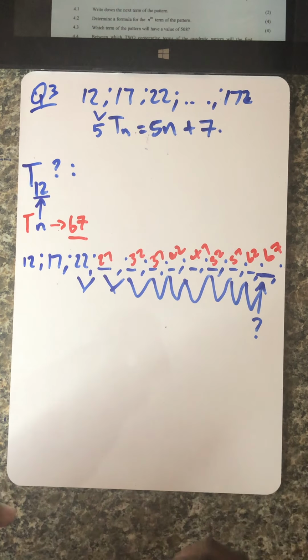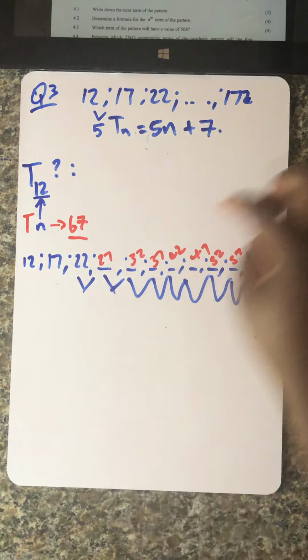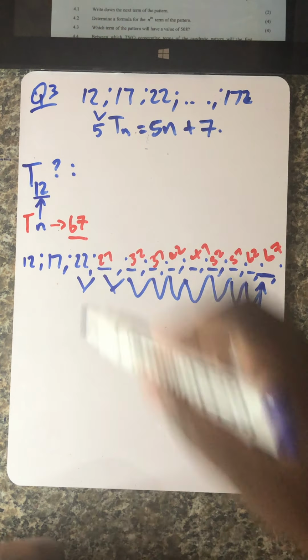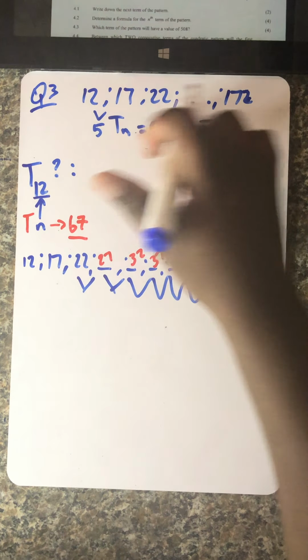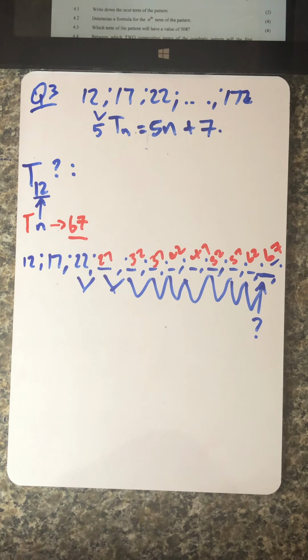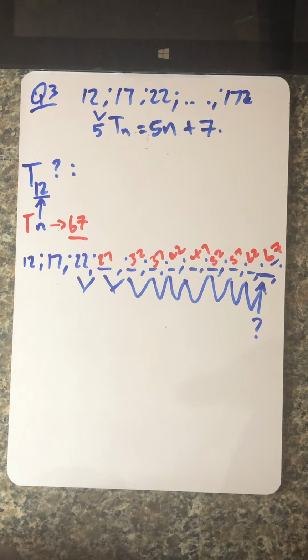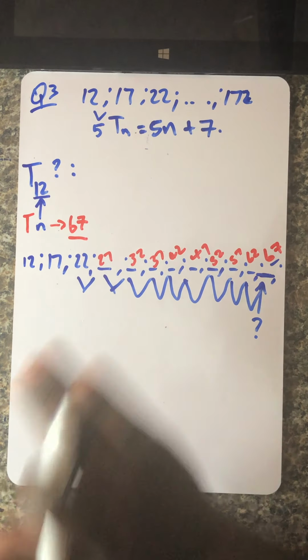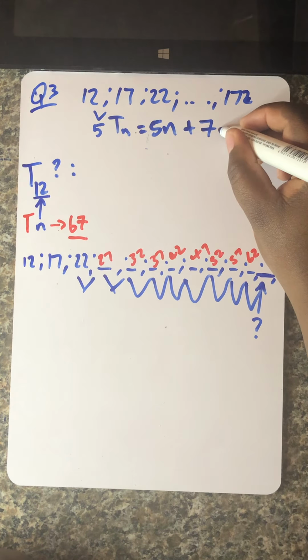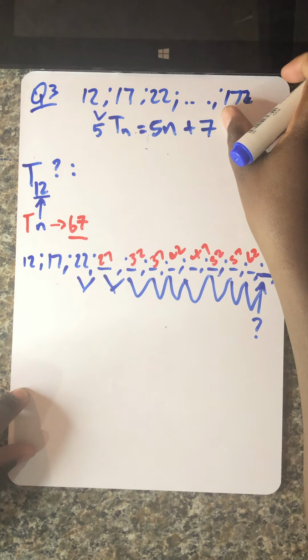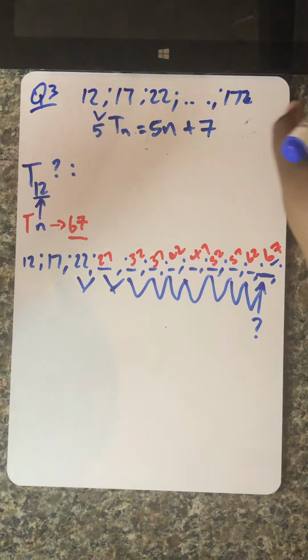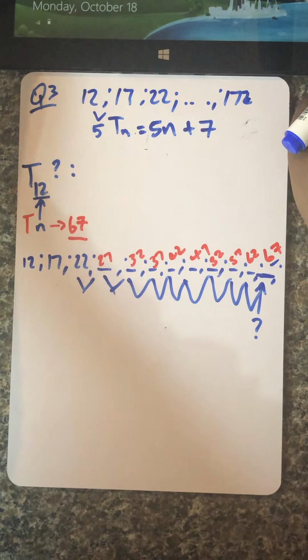So ladies and gentlemen, that means when we use this formula to calculate term 12, we should get 67. If we don't get 67, then it means this formula is not a shortcut for this chapter. And again, it will mean my general formula, or my Tn formula, is not correct. Okay, ladies and gentlemen, I hope you can't wait to test that formula.